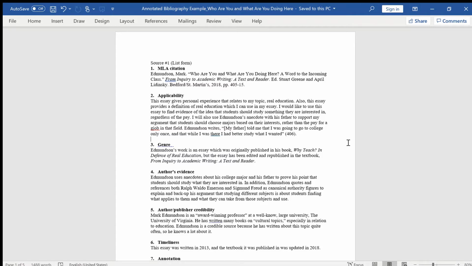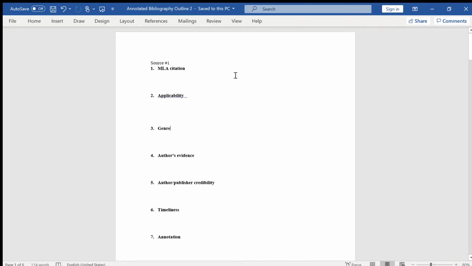When I teach annotated bibliographies in my class, I have my students use a specific format and do it in a list. As you become more advanced, you may not have to break it into a list, but a list can help you make sure you've got all of the parts that you need. So this is going to be the template that I give my students. It has 7 different parts. It's got the MLA citation, applicability, genre, author's evidence, author/publisher credibility, timeliness, and annotation.